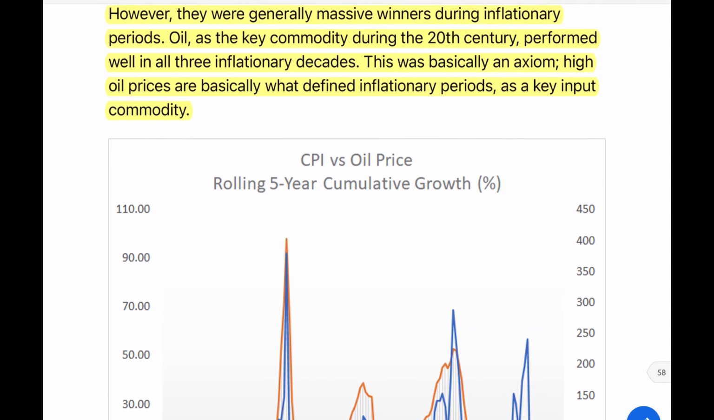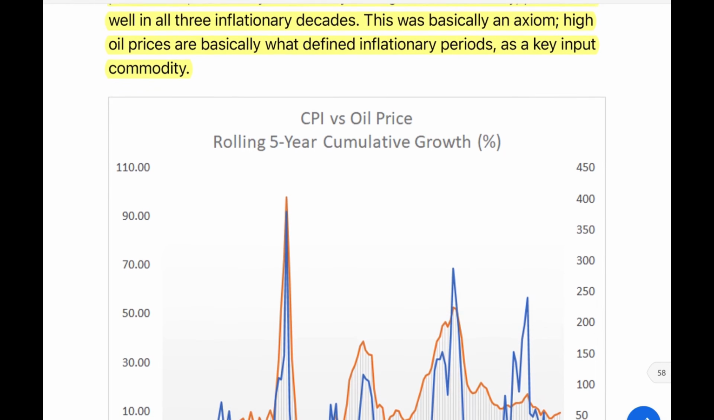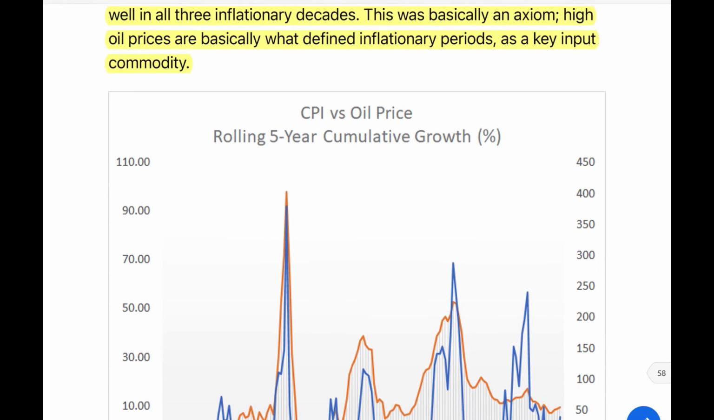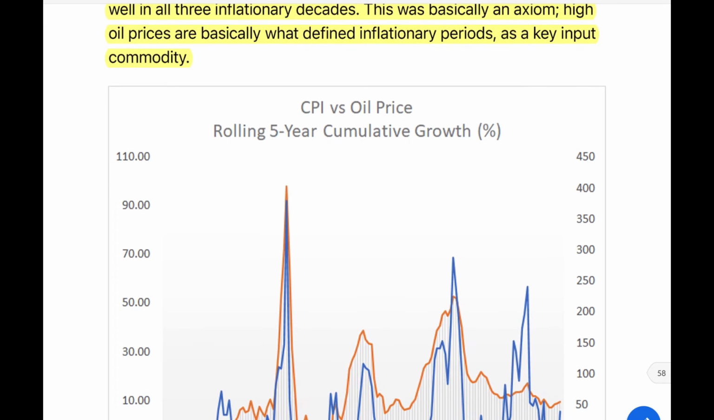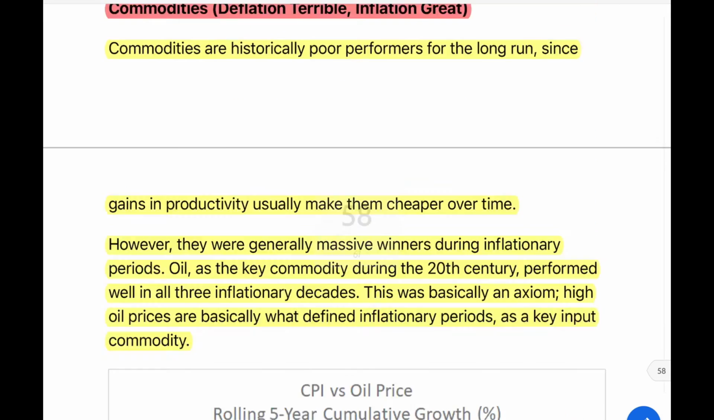Oil, as the key commodity during the 20th century, performed well in all three inflationary decades. This was basically an axiom. High oil prices are basically what define inflationary periods, as a key input.